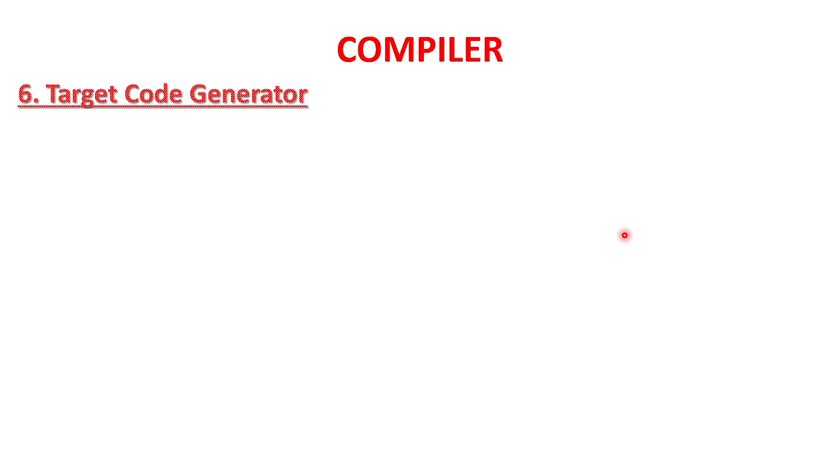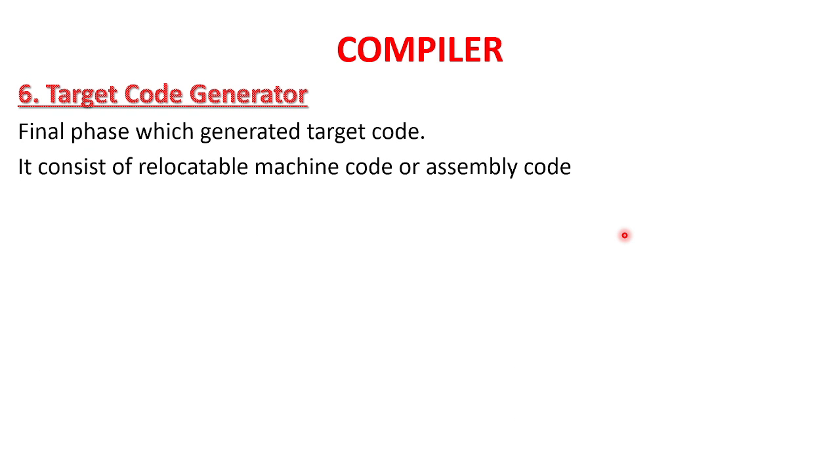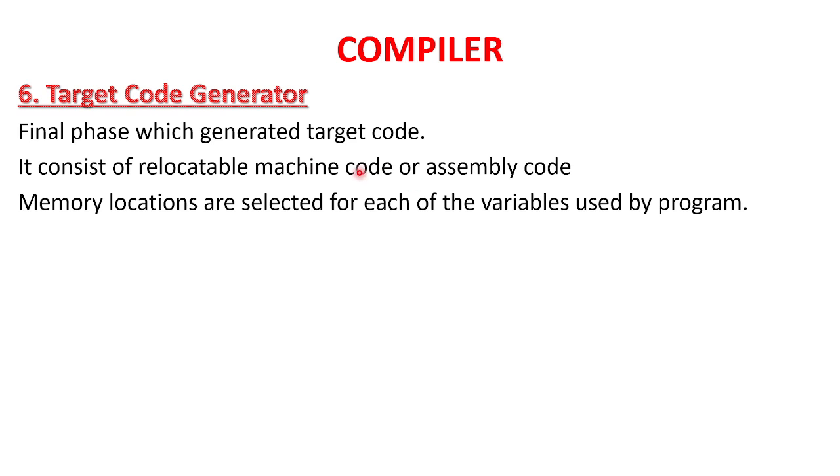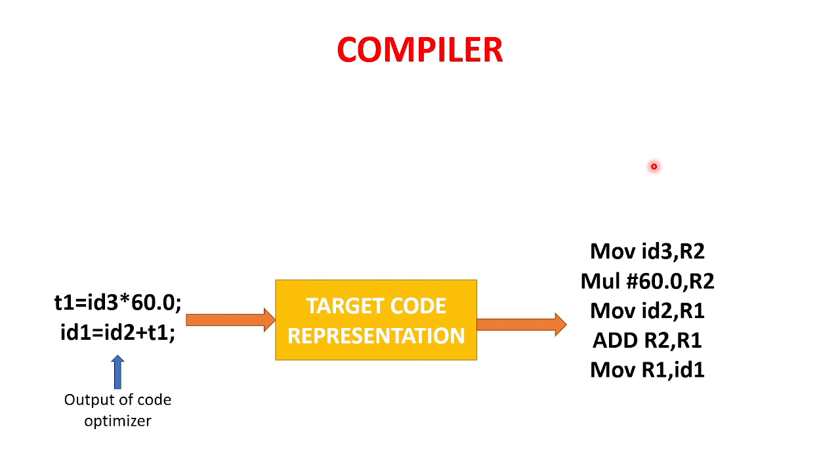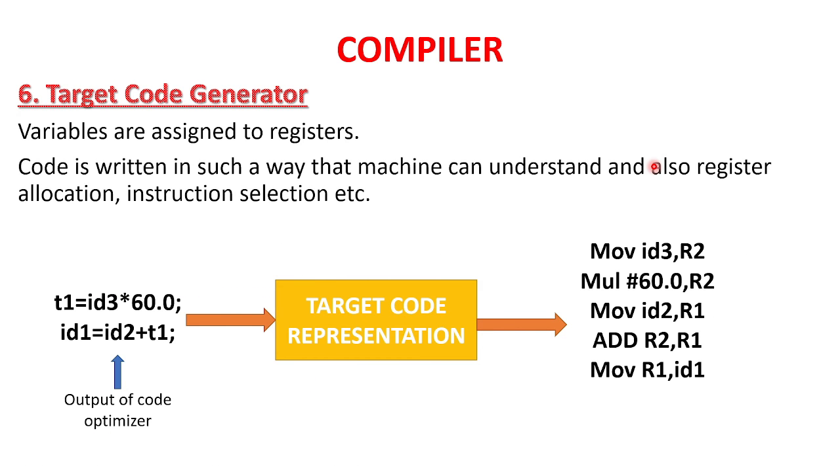The last step is the target code generator. It is the final phase, which generates the target code. It consists of relocatable machine code or assembly code. Memory locations are selected for each of the variables used by the program. The intermediate instructions are translated into a sequence of machine instructions that perform the tasks. What is the output of target code generation? Variables are assigned to registers.